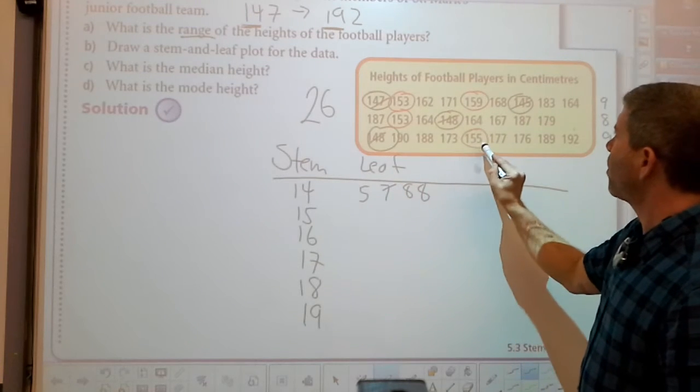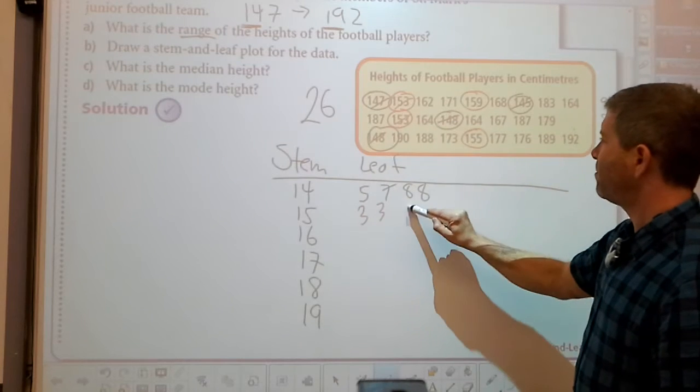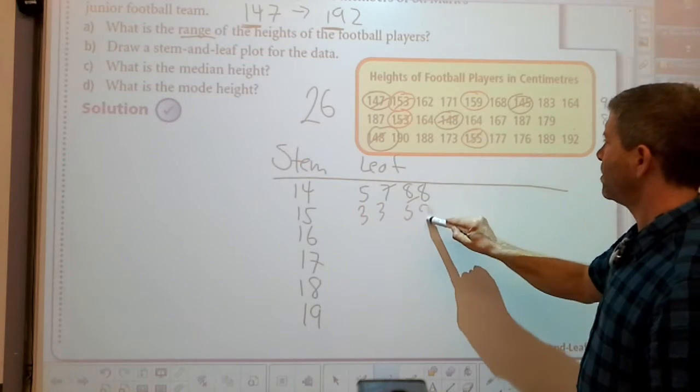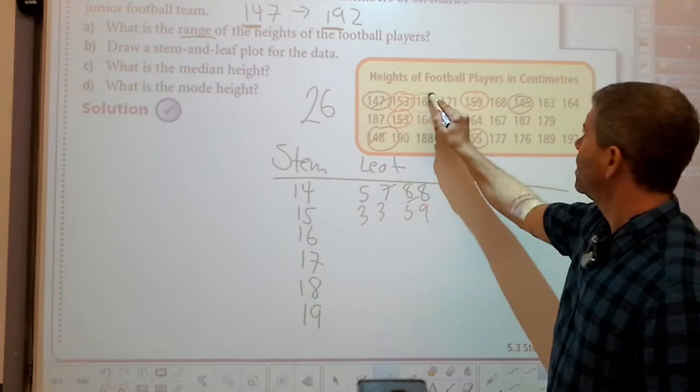And I have 1, 2, 3, 4, and I've got 2 3s. So 3, 3, and a 5, and a 9. There we go, my 150s. Let's choose green for my 60s.